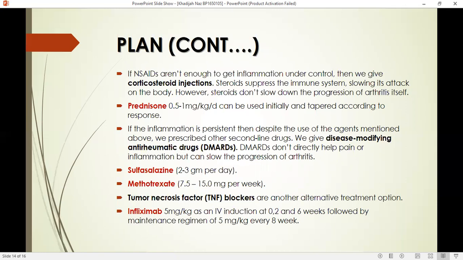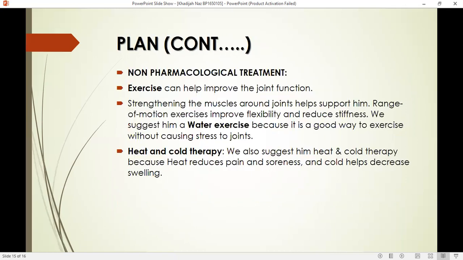We also give an alternative treatment, that is tumor necrosis factor TNF blocker. In this, we give infliximab, and the dose is 500 mg per kg as an IV injection at week 0, 2, or 6, and then a maintenance regimen of 5 mg per kg every 8 weeks.